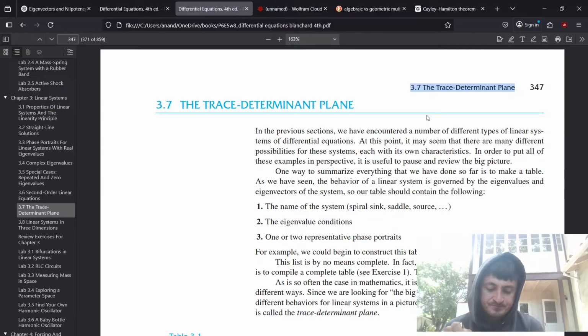But this section is like the convergence of everything we've been learning about differential equation systems for the past 6 weeks coming together, particularly linear. It has to be linear.